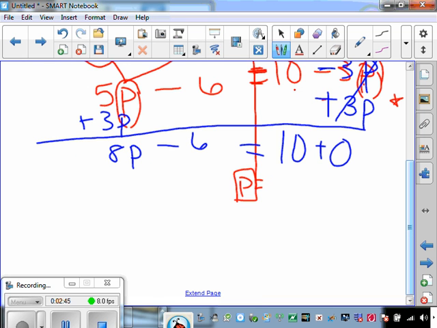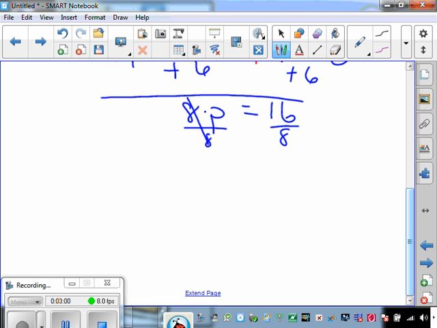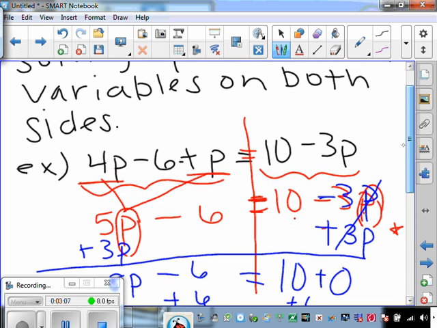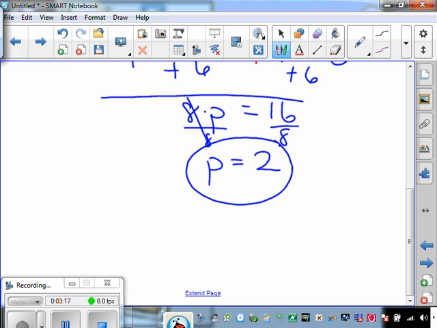And now this is 2 steps. I move my constant, and then I divide by my coefficient. So the only thing different here from multi-step, once you've simplified each side on its own, is you have to get rid of the p's from one side. You have to cancel them from one side. So here's another example.